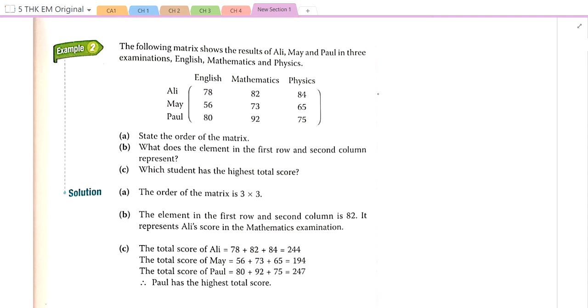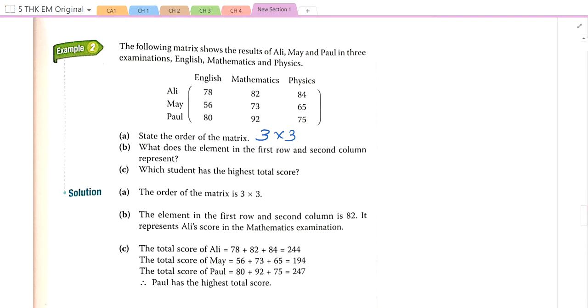Just a quick check. How much did May get for physics? 65, yes. Who got 82 for mathematics? Okay, good. State the order of the matrix. What is the order? Oh, 3. Okay, so we write 3 with a multiplication sign like this. Please don't spell it out. Just write 3 multiplied by 3.